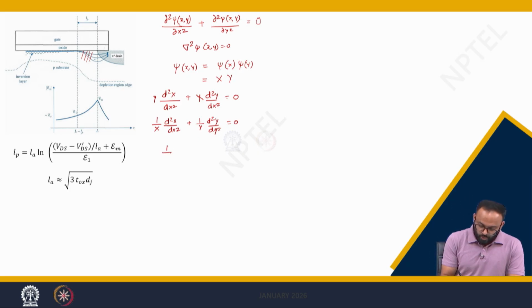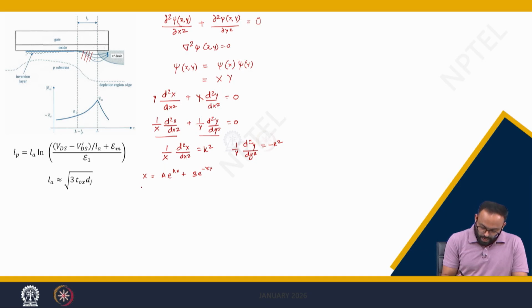This equation can be solved only if these two factors are equal to a constant. It means 1 over X d square X divided by dx square is equals to k square and 1 over Y d square Y divided by dy square is equals to minus k square. When you solve this equation, ultimately we will get X is equals to some constant a e to the power of kx plus b into e to the power of minus kx, one solution, and the other is Y is equals to c into cos of ky plus d into sine of ky.